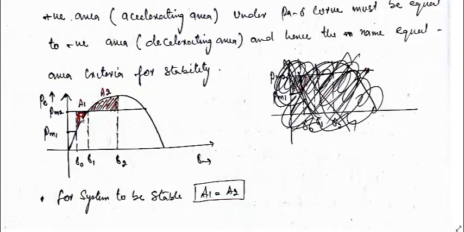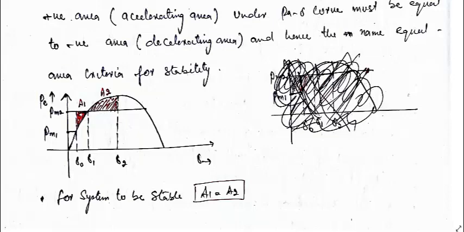This is the accelerating power because PM minus PE is positive. This should be equal to, when delta increases from this point to this point, this is also an area, but this area is a negative area. The system will be stable when this positive area A1 is equal to this negative area A2.